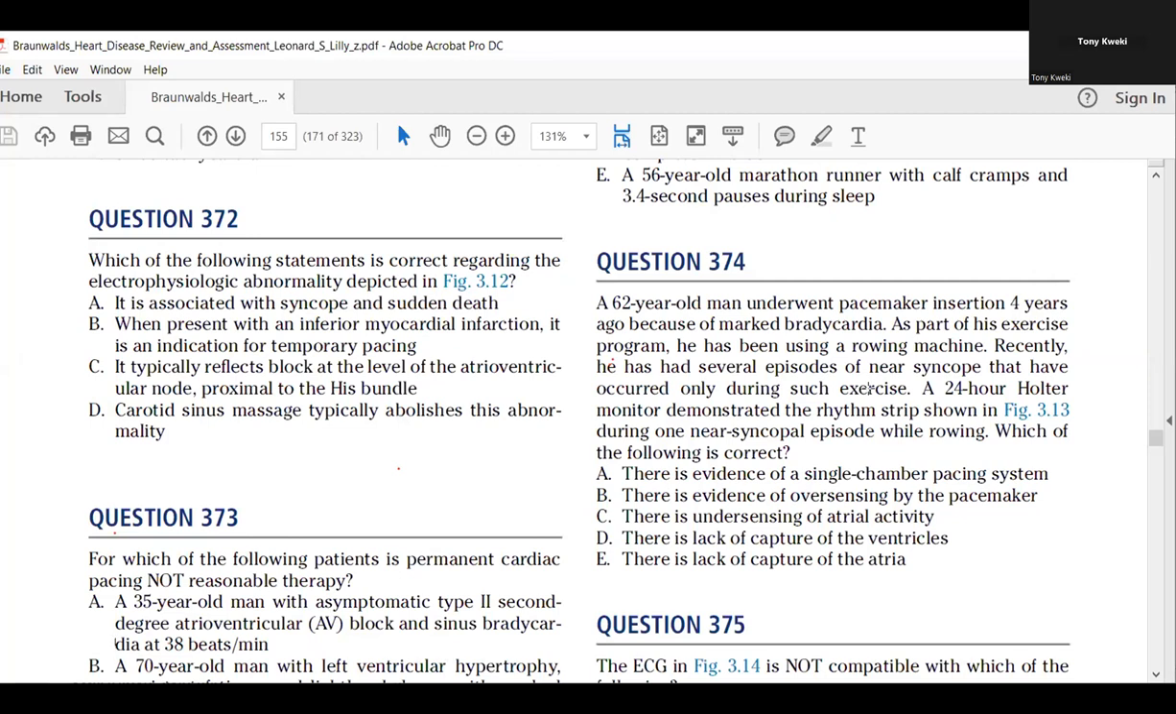So the answer here is pointing more to oversensing by the pacemaker, which happened in that period when there was muscular contraction, and then oversensing happened, and there was a lack of pacemaker activity during that period. That's what happened. All right. So that is just that for that.